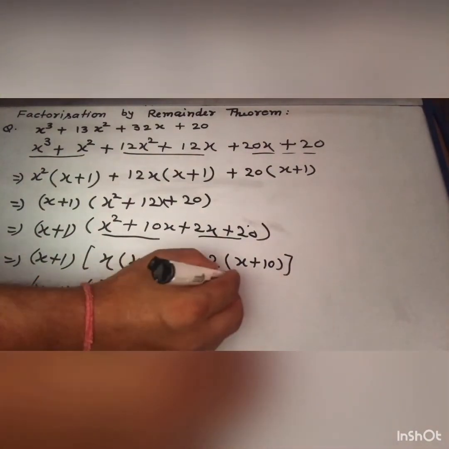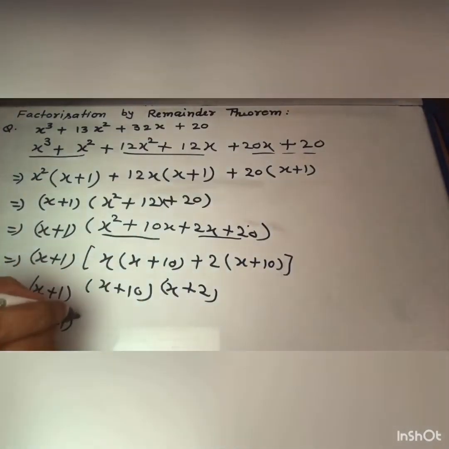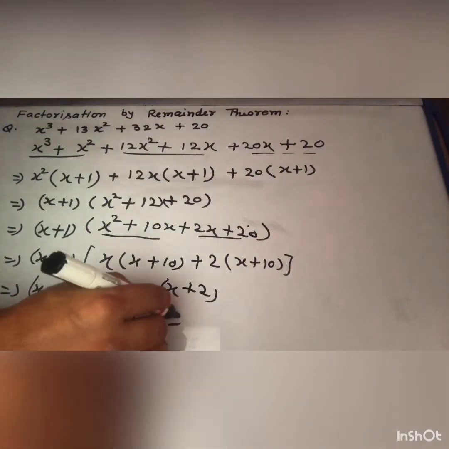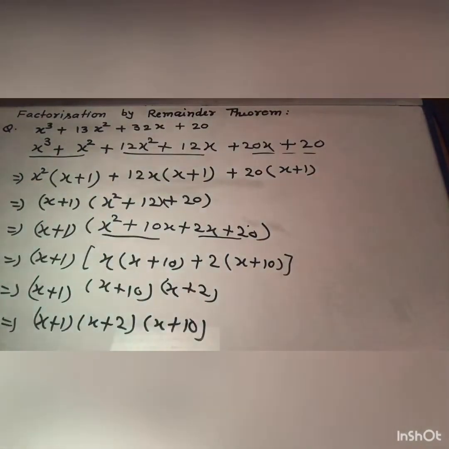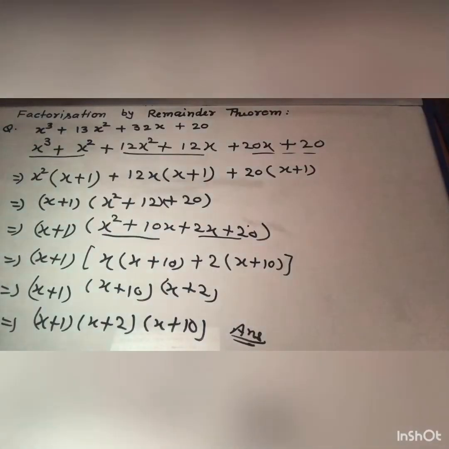Okay. Now you can write it as first x plus 1, after that x plus 2, after that x plus 10. So this is the factorization by the remainder theorem. So this is the answer of this question.